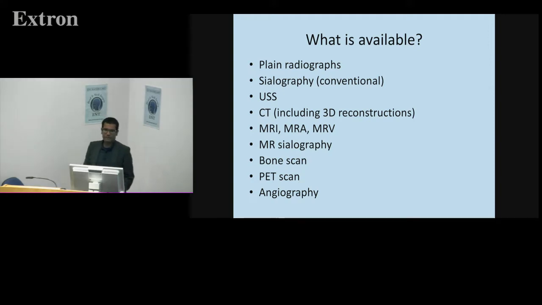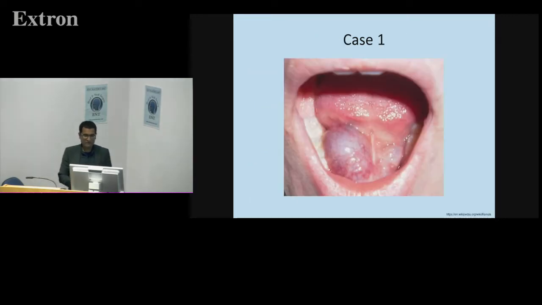And the next thing is, what's available. Plain radiographs have been going for over 100 years. Conventional sialography, ultrasound scans, CT, including 3D reconstructions available now. Various forms of MRI scans, and in some places they're doing MR sialography as well. And obviously bone scan, PET scan, and angiography are also available.